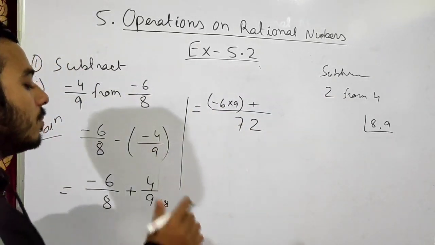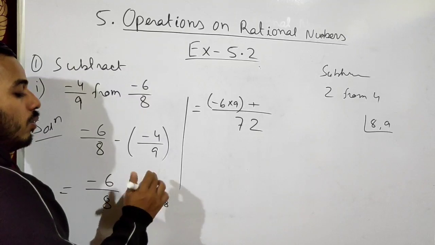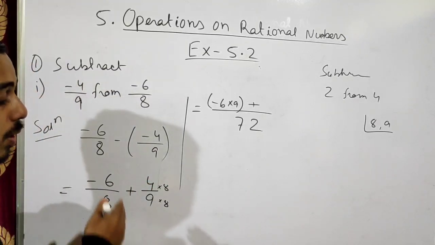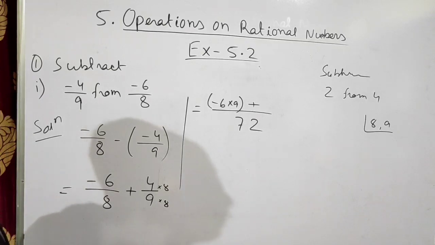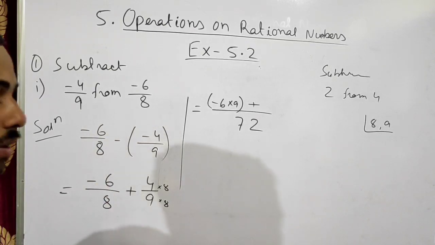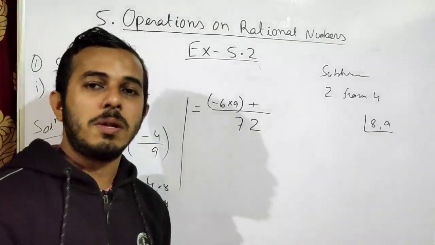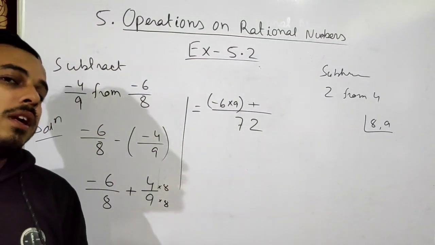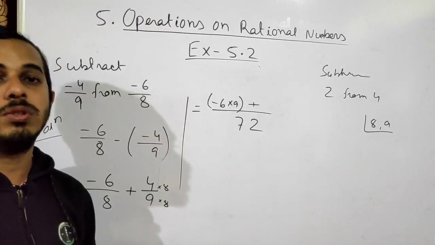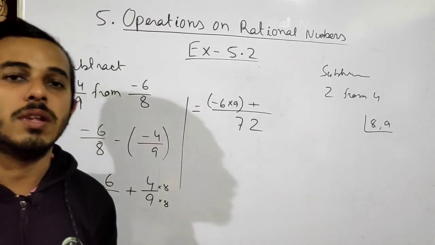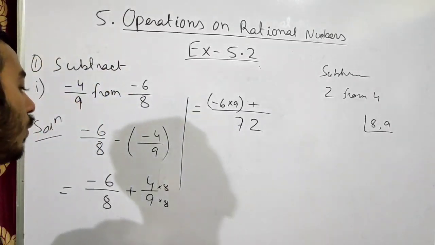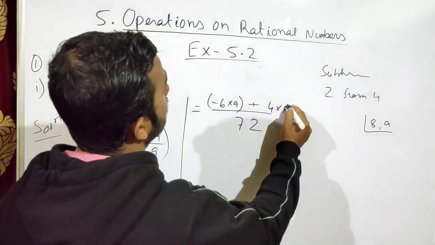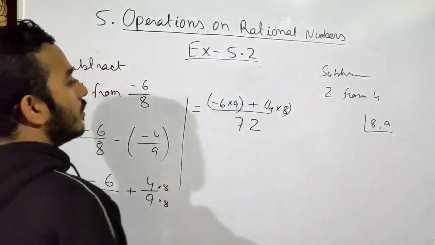Now which number do I have to multiply with 4? Definitely I will multiply 8. Clear? Because whatever I have added, subtracted, multiplied or divided in the denominator, I have to do the same thing in the numerator also. So 4 into 8. Clear? Here the numbers are 4 into 8.